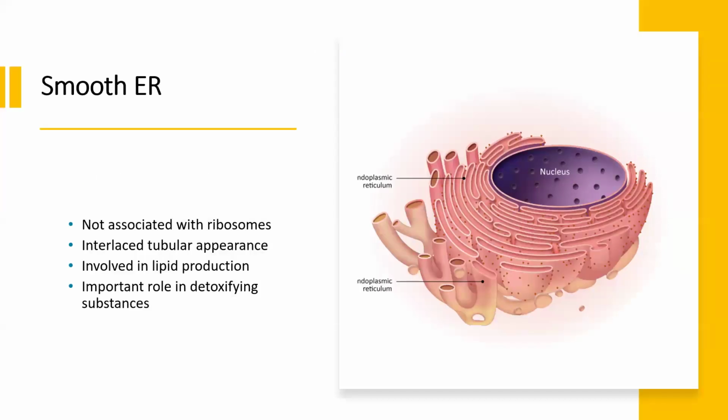You can add on organic and inorganic bits to your protein here as well. The smooth ER, on the other hand, does not have any ribosomes. You just have these kind of tubular looking bits that come off, and this is involved in lipid production, and it also plays an important role in detoxing the cell.